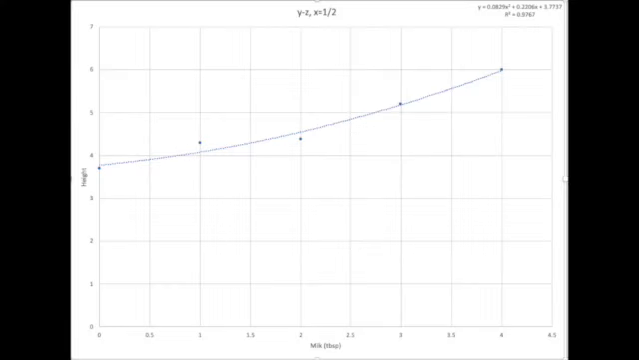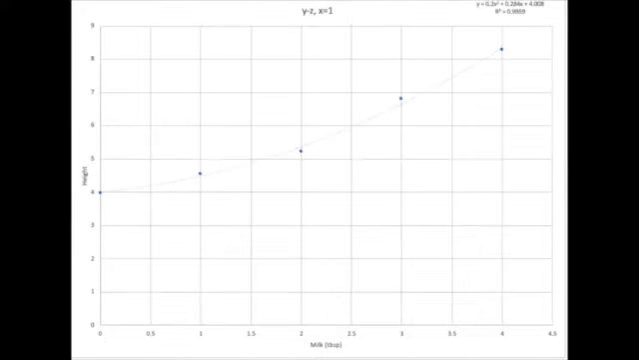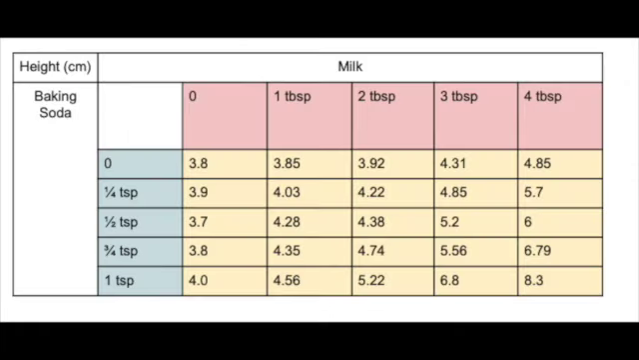For example, this graph plots a cross-section parallel to the YZ axis when x equals 1/2. Basically, it plots the changes in height for every measurement of milk when we were using 1/2 teaspoon of baking soda. Likewise, this graph plots milk against height when we were using 1 teaspoon of baking soda. We graphed milk versus height graphs for every measurement of baking soda, and we made baking soda versus height graphs for every measurement of milk.